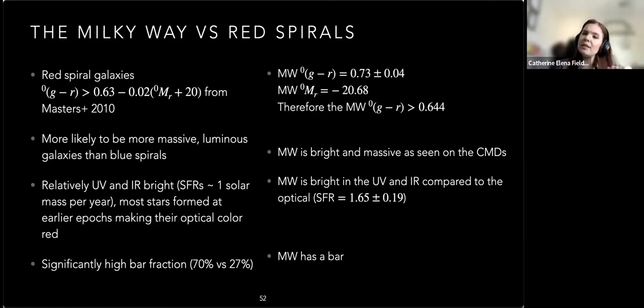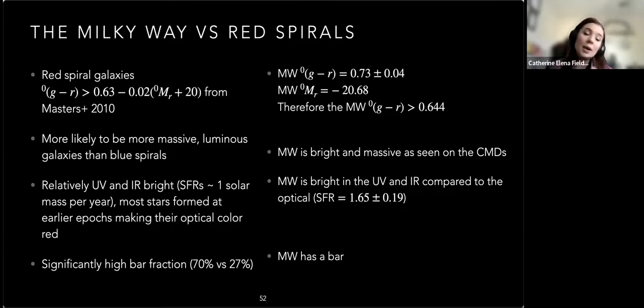Also, interestingly, red spirals seem to have a relatively high bar fraction. 70% of the red spiral sample have bars compared to 27% for an average blue spiral population. And we know the Milky Way has a bar. How strong that bar is is up for debate, but it's mostly agreed upon, at least for us in the SDSS Milky Way as a galaxy group, that the Milky Way has a bar.